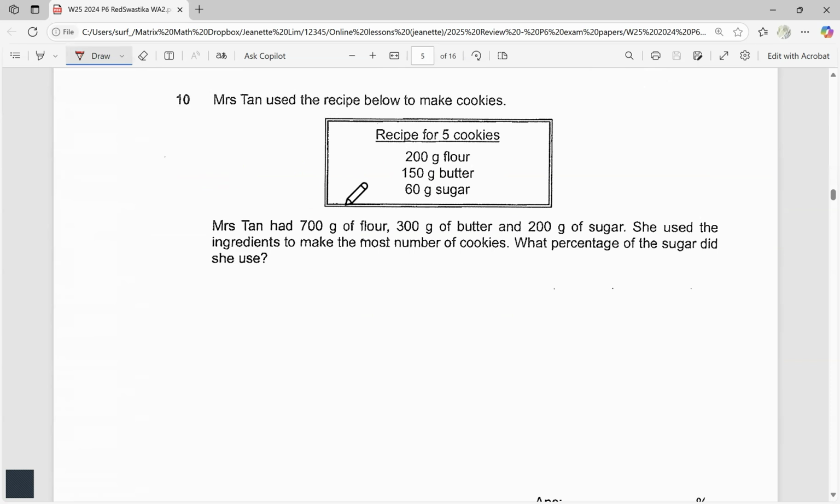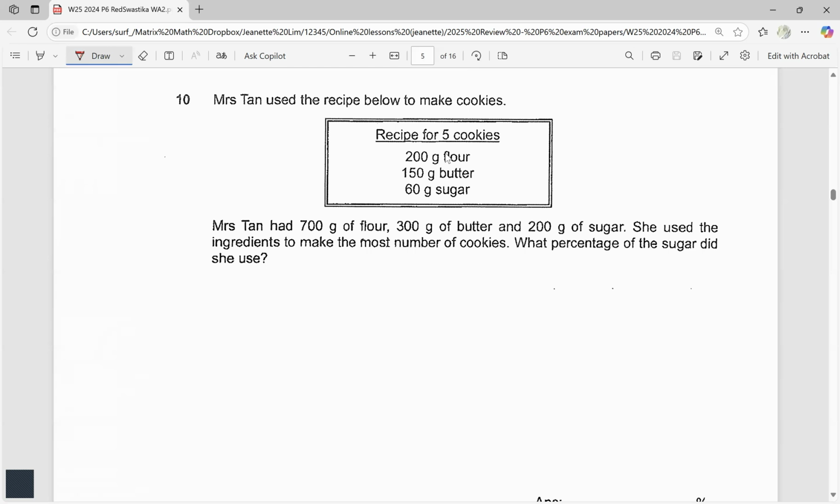Okay, so firstly, what she had is not in proportion to what is needed for the recipe. So we need to find what is the most number of groups of these 5 cookies we can have. Each of the ingredients could give you a different number of groups, but the most you can make will be as much as the least number of groups that any one of the ingredients can give. Okay, so let's find how many groups first.